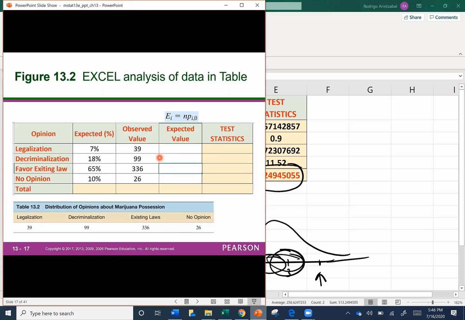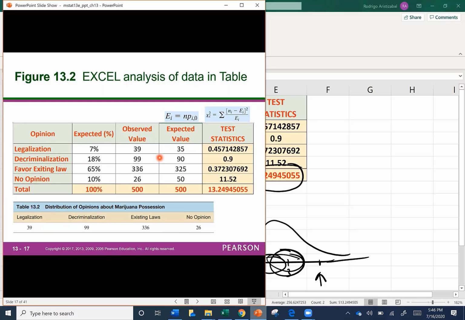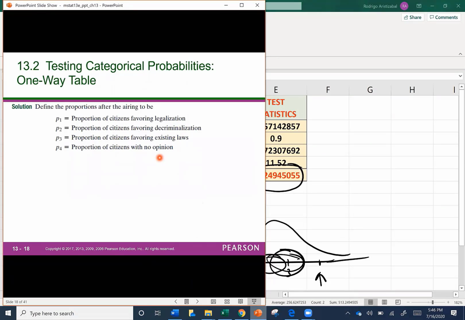You need to compute first the expected value with this formula, and you need to compute the test statistic with this formula and put everything there. Then the degrees of freedom: because we have 4 different counts, one for each category, the degrees of freedom should be k minus 1, which is 3. That is your work.